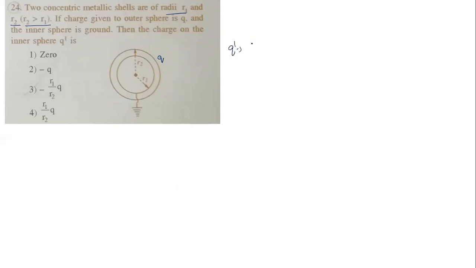Q dash means what? It is the charge on the inner sphere, which we need to find out. Since the inner sphere is connected to ground, and the potential of the ground is always zero, the inner sphere must be at zero potential. Yes or no? The inner sphere must have potential zero.